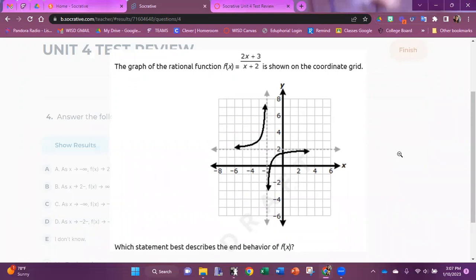So you have the graph 2x plus 3 divided by x plus 2. What are the end behaviors doing? What are the end behaviors doing? Yes, as I'm going forever to the left and forever to the right, what is happening? You got it?